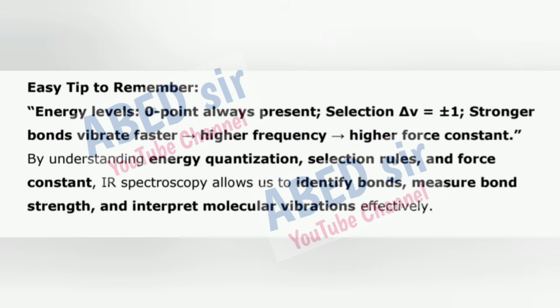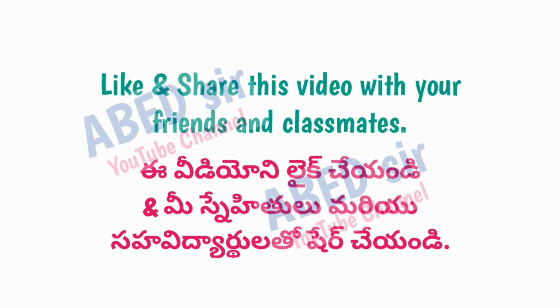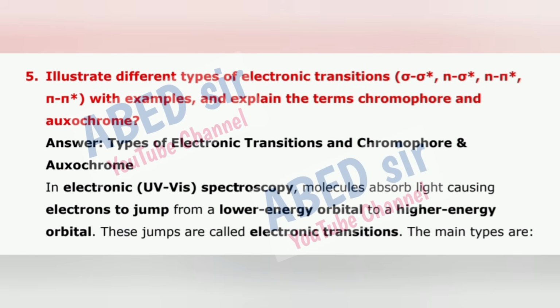Next important long question is: 5. Illustrate different types of electronic transitions, σ→σ*, n→σ*, n→π*, π→π*, with examples, and explain the terms chromophore and auxochrome. Answer: types of electronic transitions and chromophore and auxochrome. In electronic, UV spectroscopy, molecules absorb light, causing electrons to jump from a lower energy orbital to a higher energy orbital. These jumps are called electronic transitions. The main types are: 1.